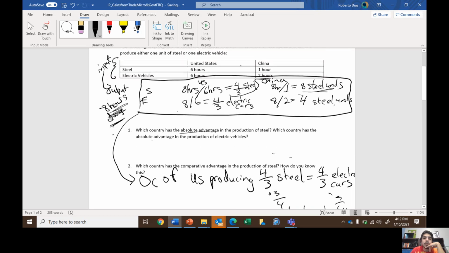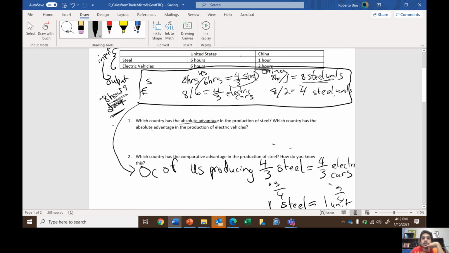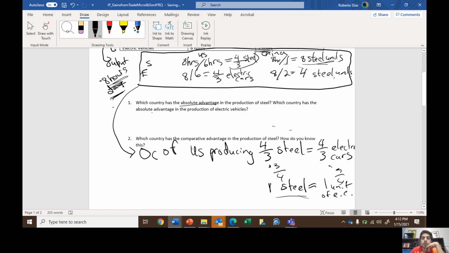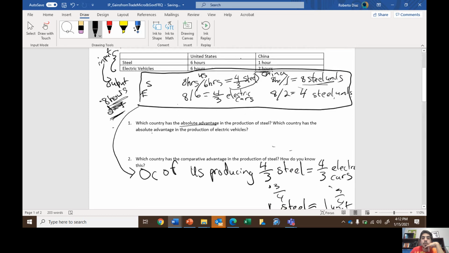So per unit opportunity cost. For the United States, every time it chooses to produce 1 unit of steel, it gives up 1 unit of electric cars. Pretty simple.